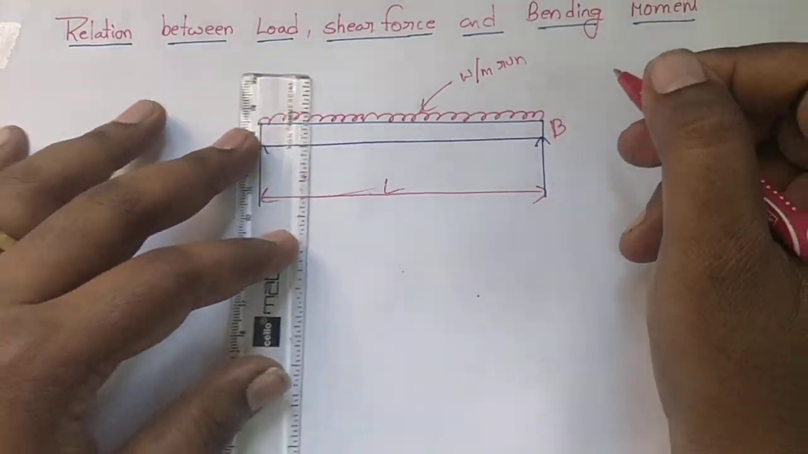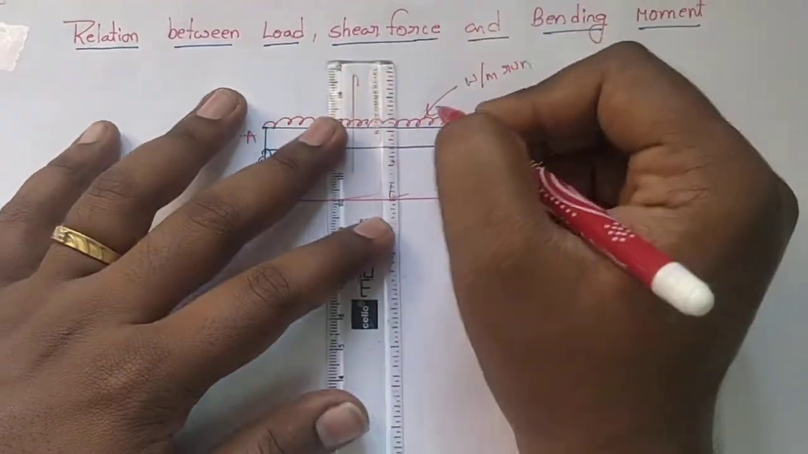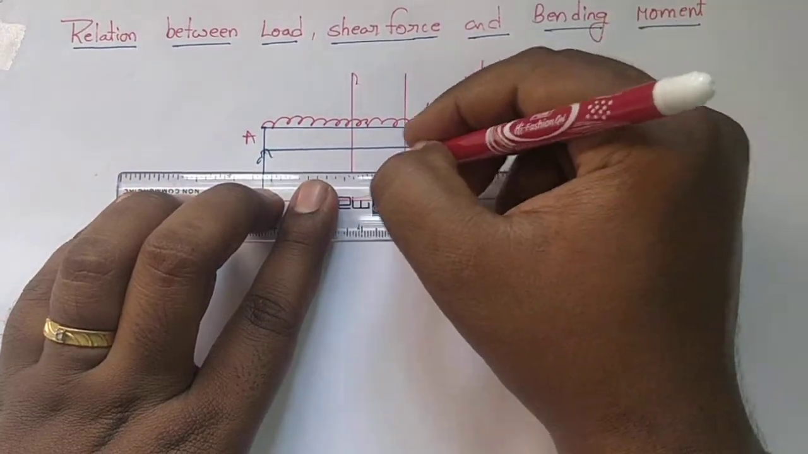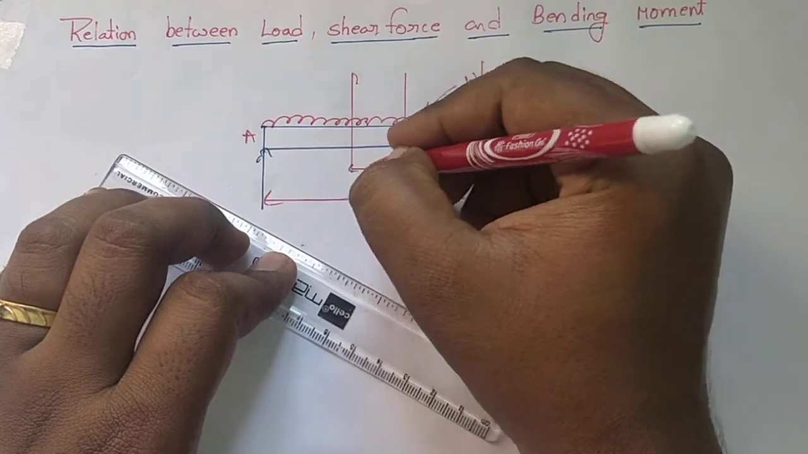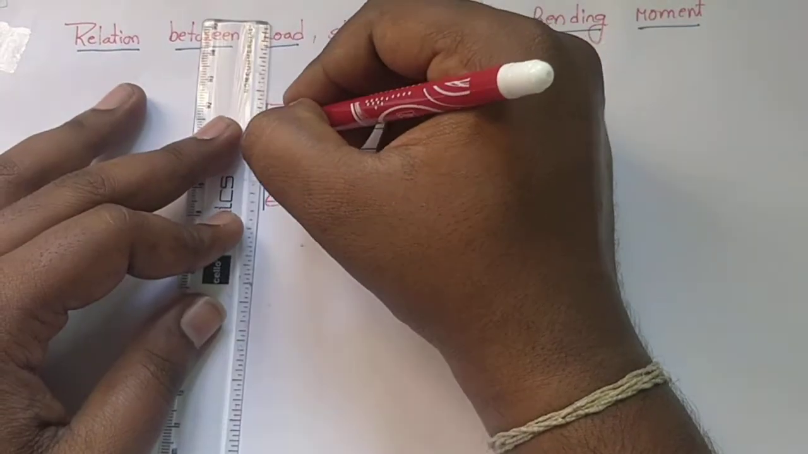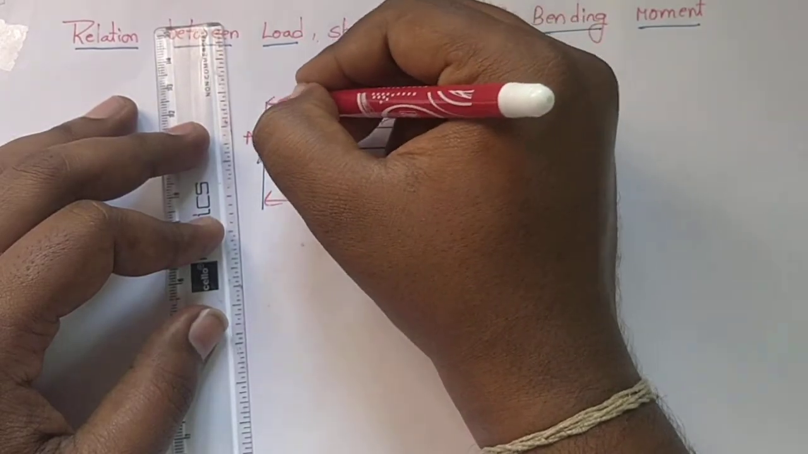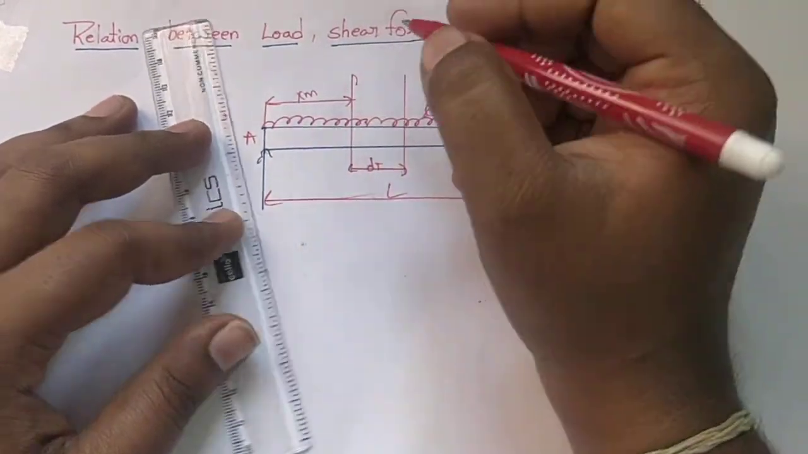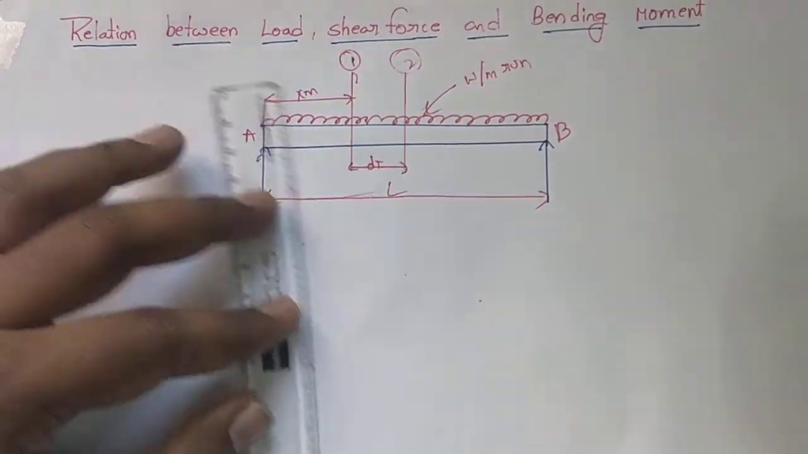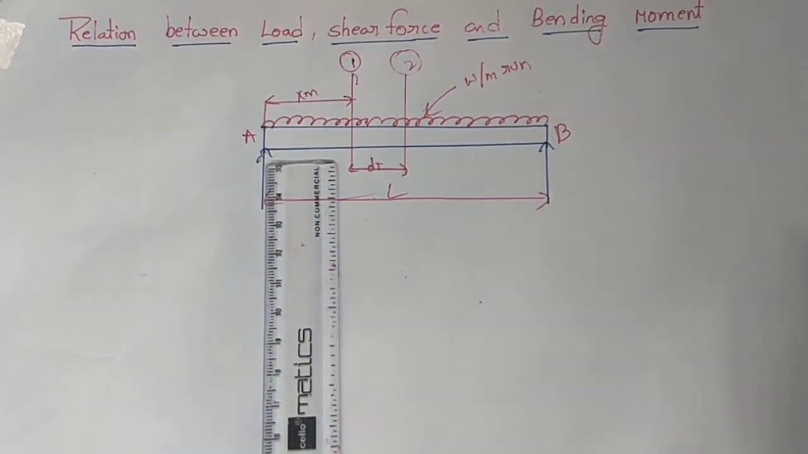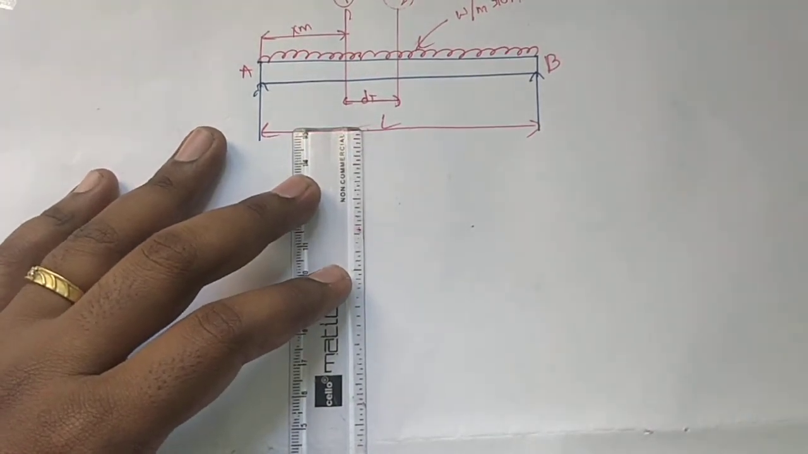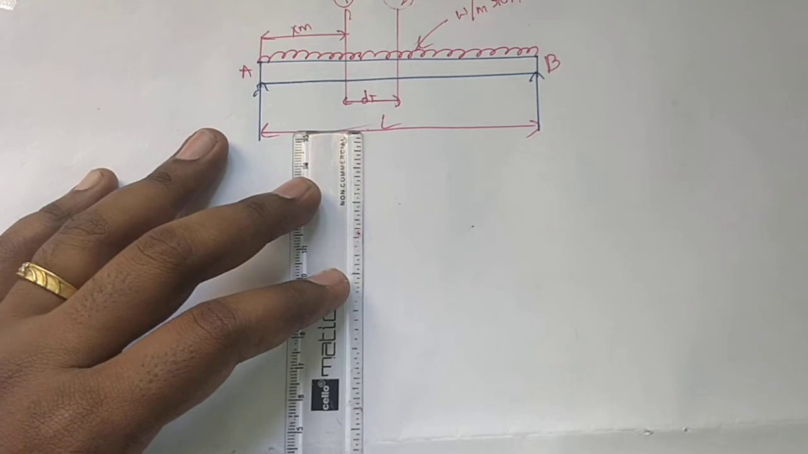Now I am considering one section. The length of that section is dx. It is at a distance of x meters from point A. This is section 1 and this one is section 2. Now I am drawing this section separately.